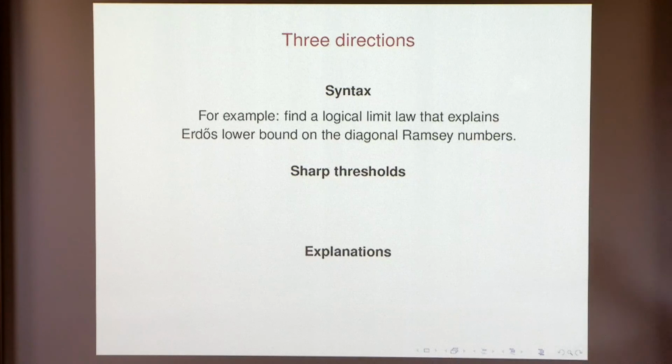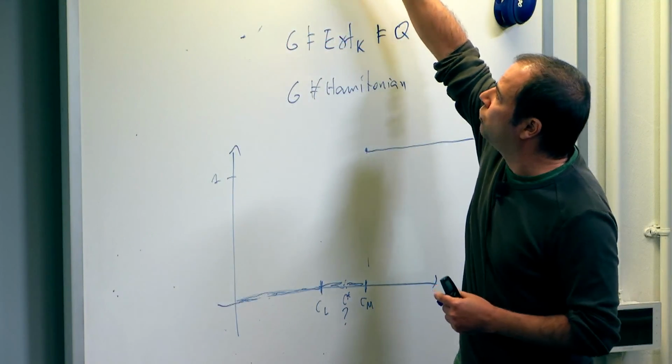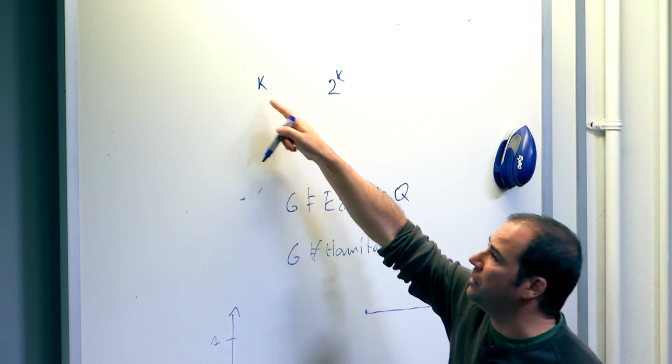It would be very nice to find some kind of logical limit law that explains the lower bound on the diagonal Ramsey numbers. So Erdős proved, it was the first use of the probabilistic method, that the number of vertices you need to find a k-clique or a k-independent set in a graph must be exponentially big, right? And this was proved by choosing a random graph and then checking that it doesn't have such things. So it is proved, in fact, that almost all graphs satisfy the property that Erdős needed. However, the problem with that is that the size of the graph is something like 2 to the k, and you're looking at cliques and independent sets of size k.